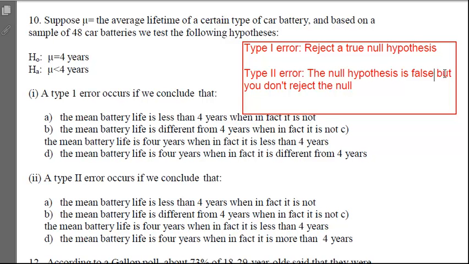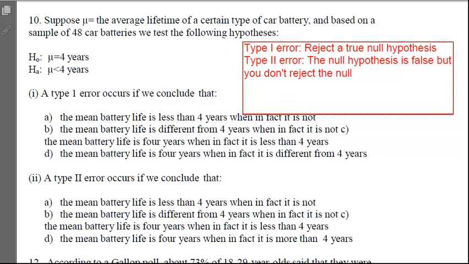We want to put it in context of the problem. So here's a null hypothesis where we're saying that mu is equal to 4, so the average lifetime of a battery is equal to 4, and then the alternative is that it's less than 4. And so a type 1 error would mean that we reject a true null hypothesis. So we're rejecting the null. And if we reject the null, then we're going to conclude the alternative. So for type 1, we would reject this and conclude the alternative. So a type 1 error occurs if we conclude that the mean battery life is less than 4 when in fact it is not. And so the answer would be A, because we conclude the alternative, but the null is actually true.